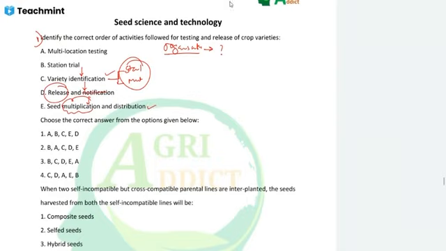We have one term called certified seed, right? What is the eligibility criteria for certification of any seeds? If I want my seeds to be certified, what is the criteria, or why is this certification actually required? Yes, anyone?